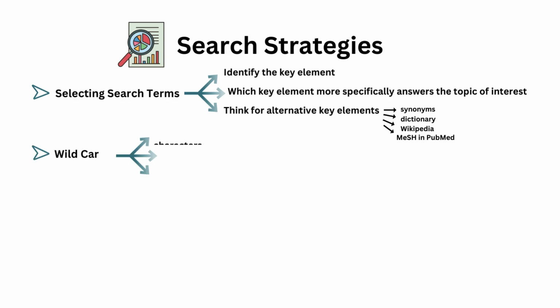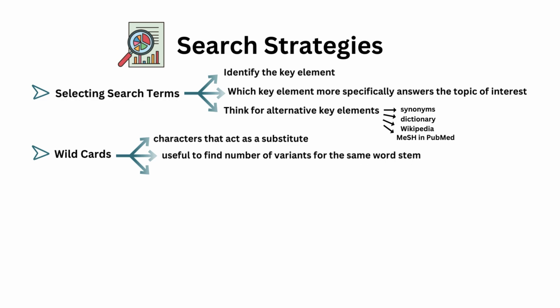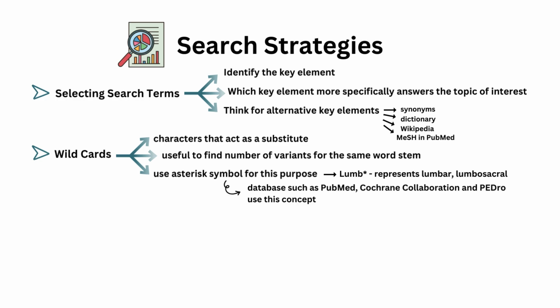Wildcards are characters that act as a substitute. They are useful to find a number of variants for the same word stem. We use the asterisk symbol for this purpose. Example, lum* represents lumbar and lumbosacral. Databases such as PubMed, Cochrane Collaboration, and PEDro use this concept.